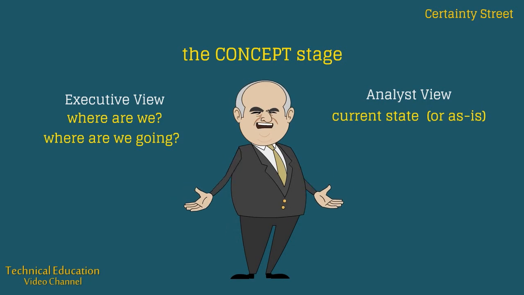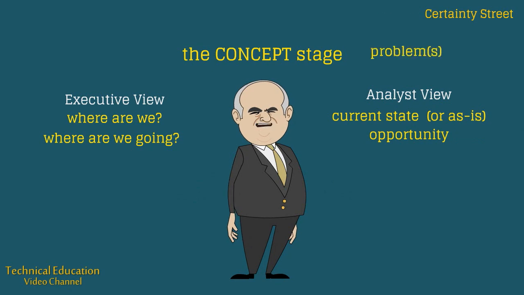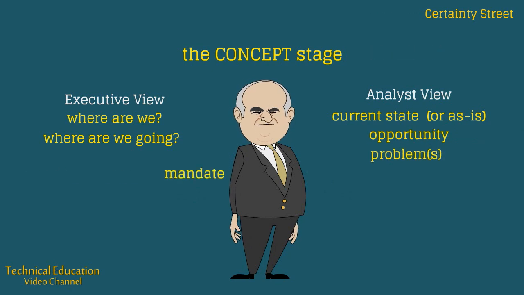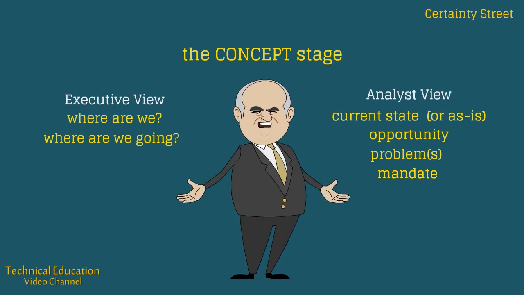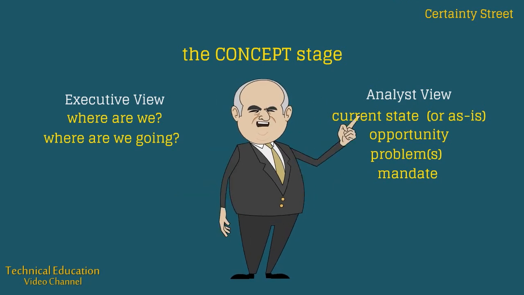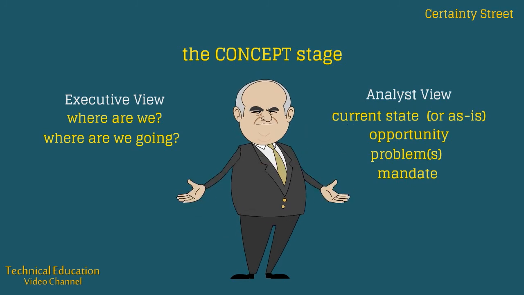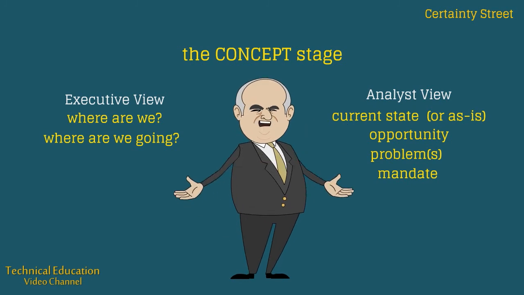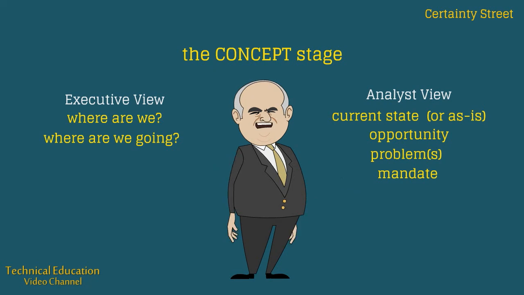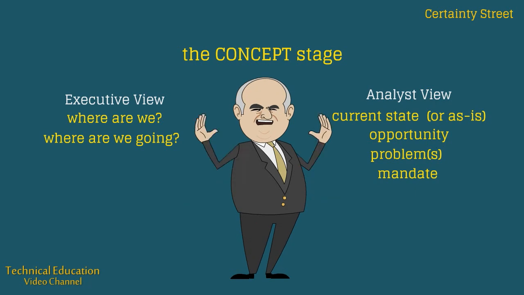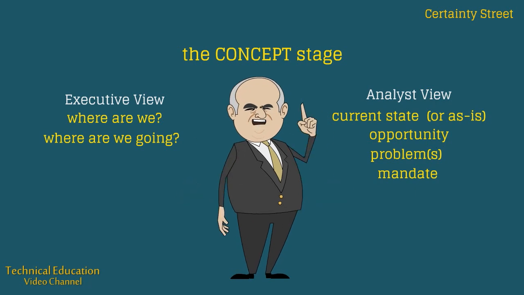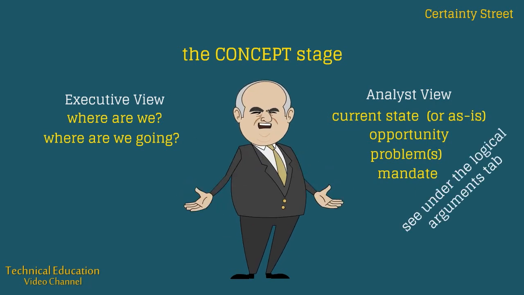and we can now ask why this project is being considered. And there are only 3 realistic scenarios. The first is to seize an opportunity, the second is to solve one or more problems, and the third is because it is mandated. A mandated project is one we must do to comply, for example, with a new tax regulation. We also need a management mandate to proceed with the project, so even non-mandated projects must have a mandate. You can see more on how these 3 items interact, under the Logical Arguments tab, on the thread, next to where you found this video.